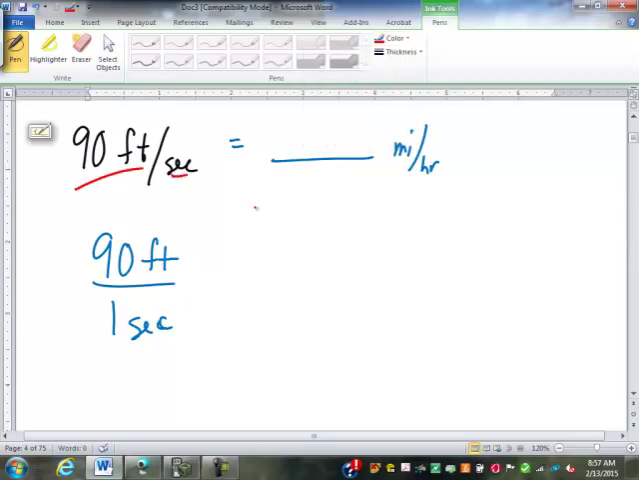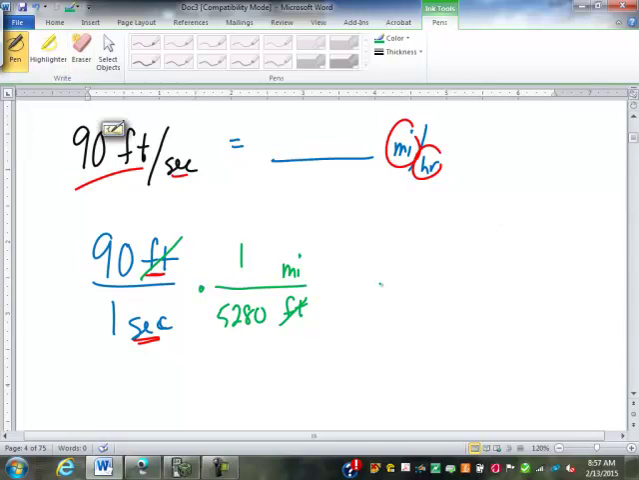So anyway, we first have to start out with that 90 feet per second. We have to change it to 90 feet over 1 second. And we want to end up with miles over hours, which means the feet at some point have to be changed to miles, and the seconds at some point have to be changed to hours. I'm going to start out with the feet. I'm going to put feet down here. They're gone. Miles will go on top. Now I realize we haven't discussed miles and feet, but one mile is 5,280 feet.